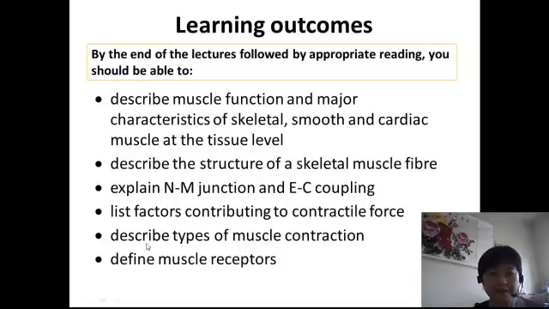We would like to list the factors contributing to how much contractile force can be produced. And we would like to describe the types of muscle contraction and also briefly define muscle receptors.